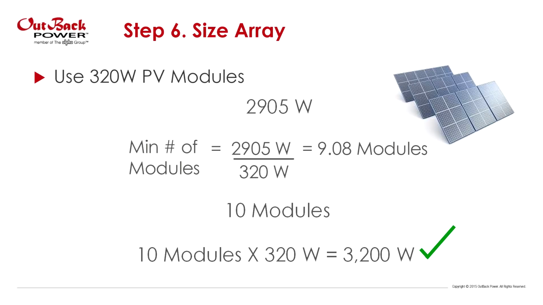Some might want to round down. Let's say that you already added a significant buffer in your system design, and I'll talk a little bit about that later. Then maybe that 0.08 wouldn't really affect anything. But we didn't, and maybe we should have, but we didn't. So we're going to go with 10 modules. 10 modules at 320 watts gets us 3,200 watts total at our array, which is above our minimum of 2,905 watts, so we're good.